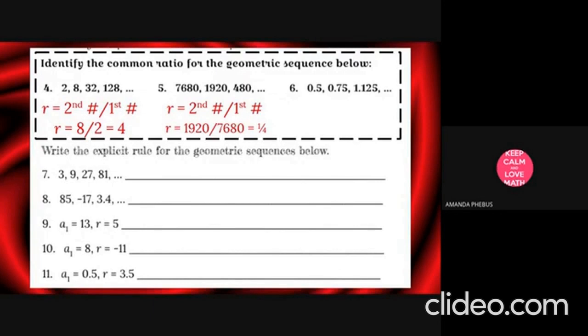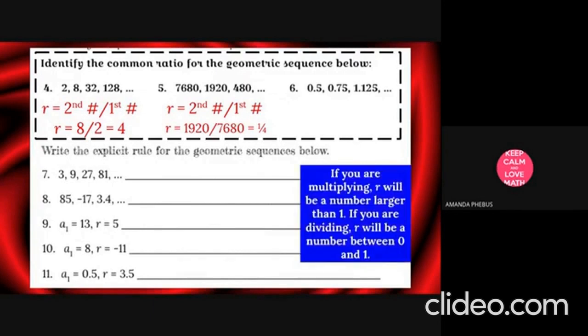Now, if you wanted to use 0.25, you could, but 1/4 is a perfectly fine answer as well. All right, so if you're multiplying, r will be a number larger than 1. So if you are multiplying and you can tell my numbers are getting bigger and bigger, you're multiplying by a number bigger than 1. If you're dividing, r is going to be a number between 0 and 1, and that's where that fraction idea comes in. So if I've got 0.5, 0.75, and 1.125, I can take the second number and divide it by the first number.